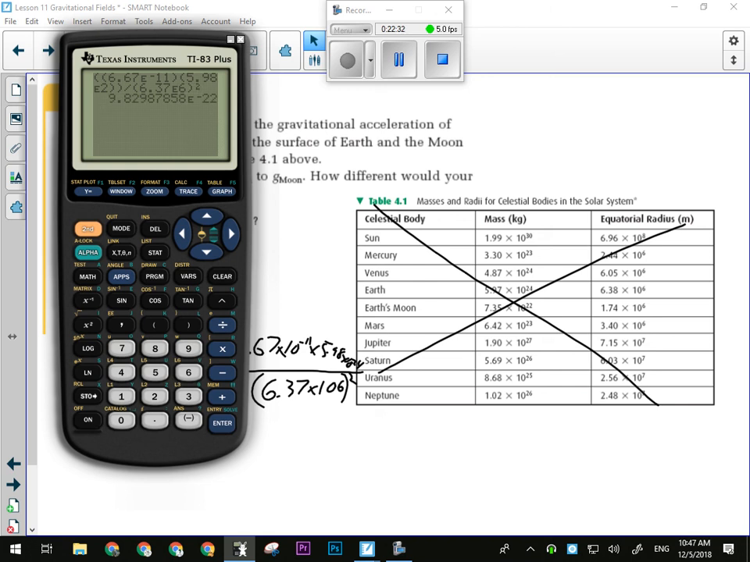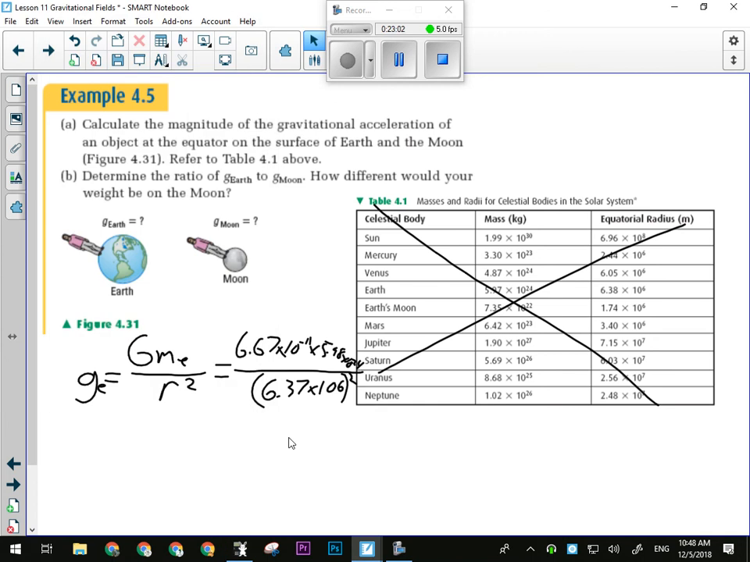Oh, I missed a 24 here. Missed a number. No wonder that came out really, really small. All right, so I'm getting 9.83, which is a little big for standing at the equator, but that's because we use the average Earth radius and not the equatorial Earth radius. Everyone with me on how that worked? So that's the value we got for Earth at the equator.